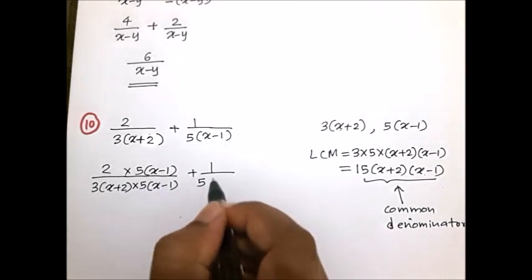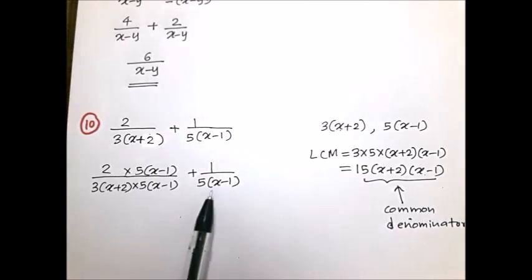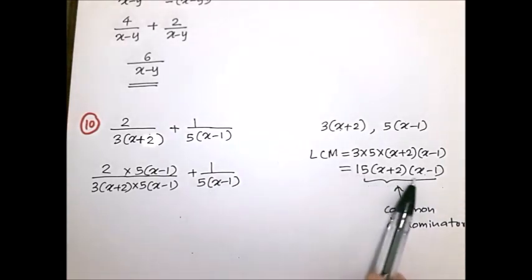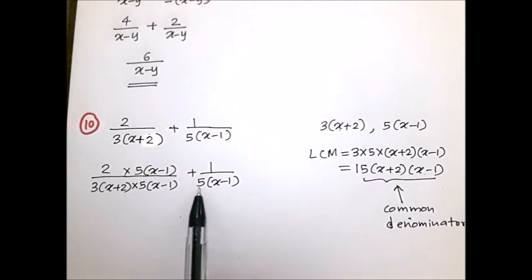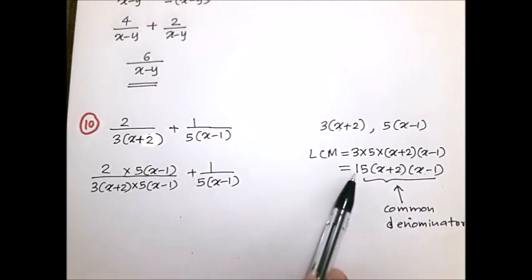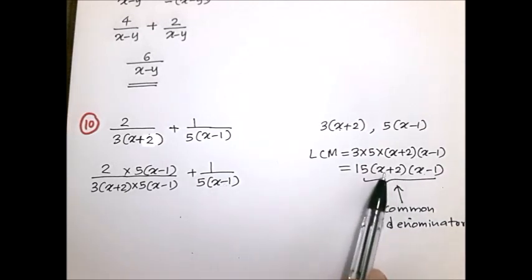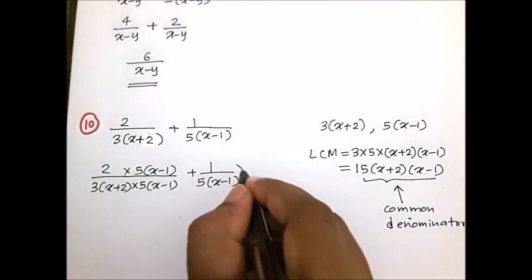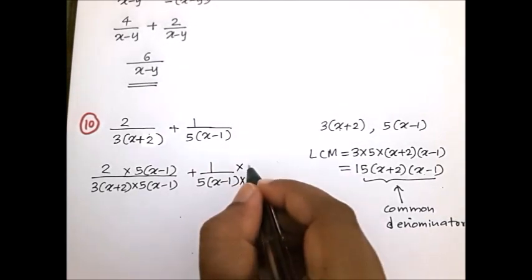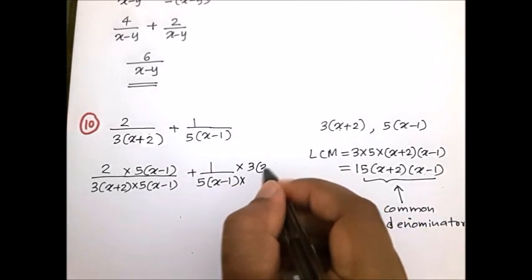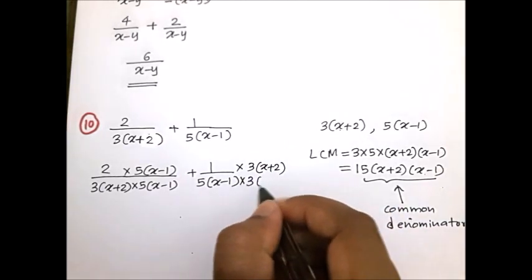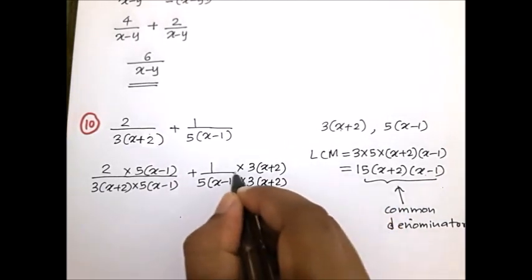Then the second fraction, to convert this denominator into this common denominator, you have to multiply 5 by 3. 5 multiplied by 3 is 15. And here (x - 1), you have to multiply it by (x + 2). So multiply both numerator and denominator by 3 times (x + 2).